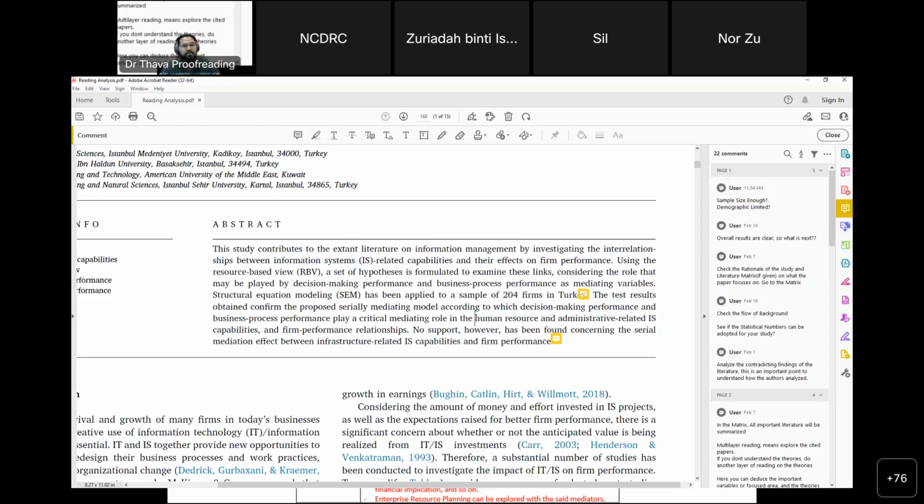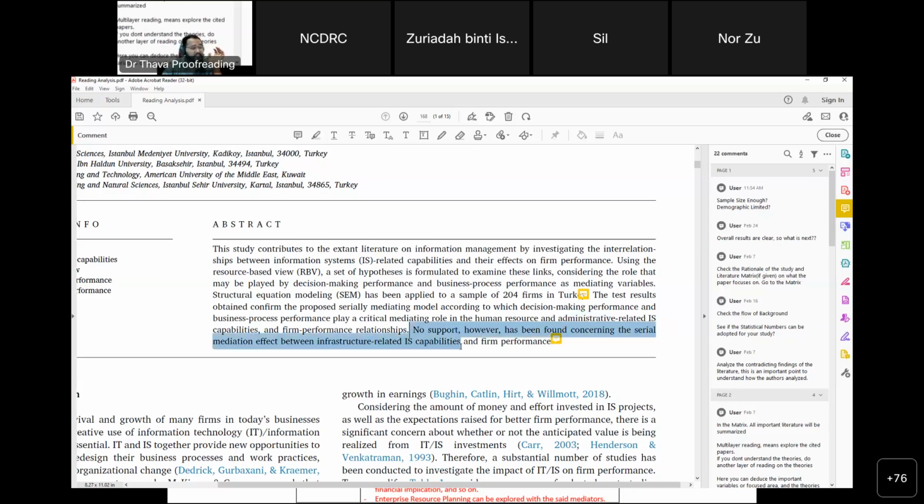Here, IS, they broke down into 3 dimensions: human resource, administration, infrastructure. What does that mean? The application or usage of information system, how effective will it be if there are good human resource to use it, good administrators to manage it, and good infrastructure to provide it. So they break into 3 dimensions. But here they say only human resource and administration, when you have that, it actually gives positive influence towards firm performance.